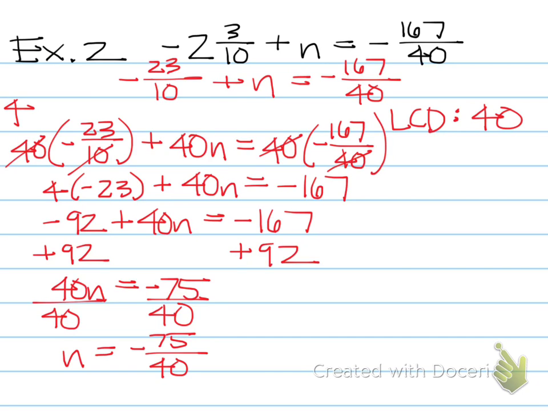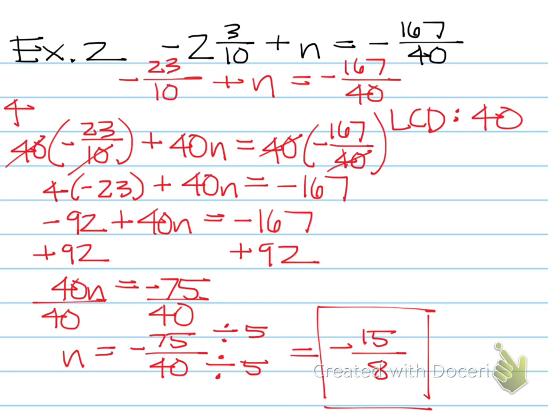And 5 divides into both of those numbers. So when we divide 5 into negative 75, we get negative 15. 5 into 40 gives us 8.